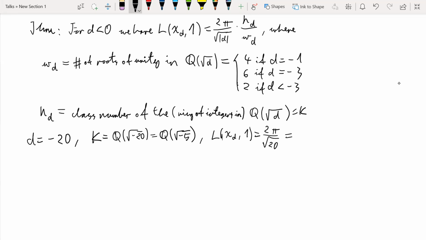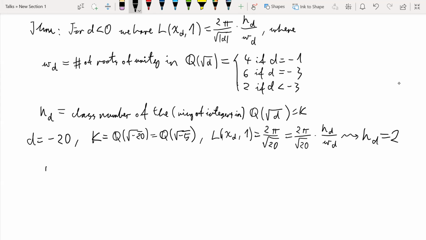And in here, we see that, using this theorem above, this should be equal to square root of 20 times h of d and w of d. So we know what w d is in this case. It is going to be equal to 2. And this tells us that h d must also be equal to 2. So this gives us that h d is equal exactly to 2. So what does this class number tell us?